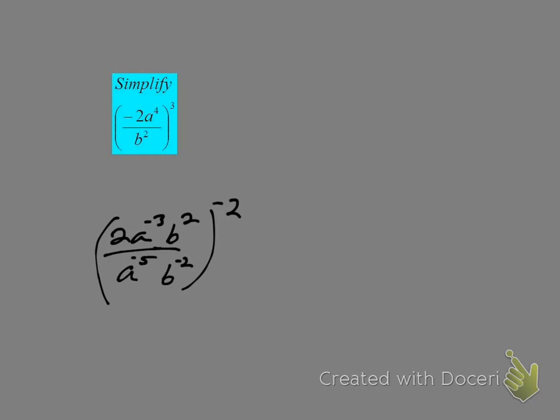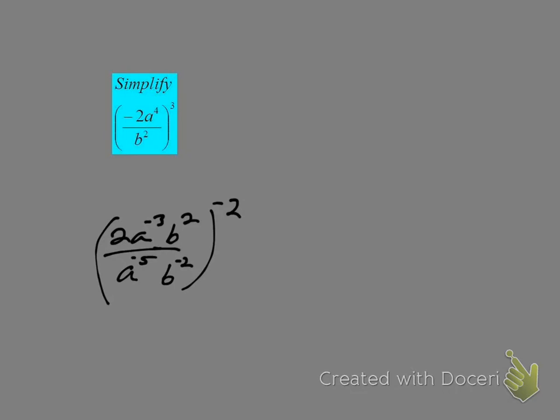So let's do the first one. Negative 2, a to the 4th, b squared, all of that being cubed. Okay. Now, like I said, you always go through that list of questions. Are my fractions simplified? Do I have powers of powers? Are all my bases happening one time? And do I have negative exponents?